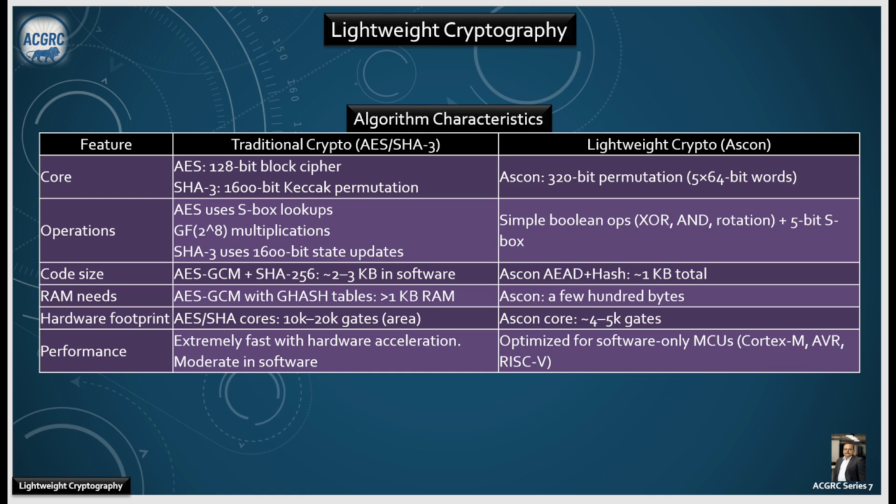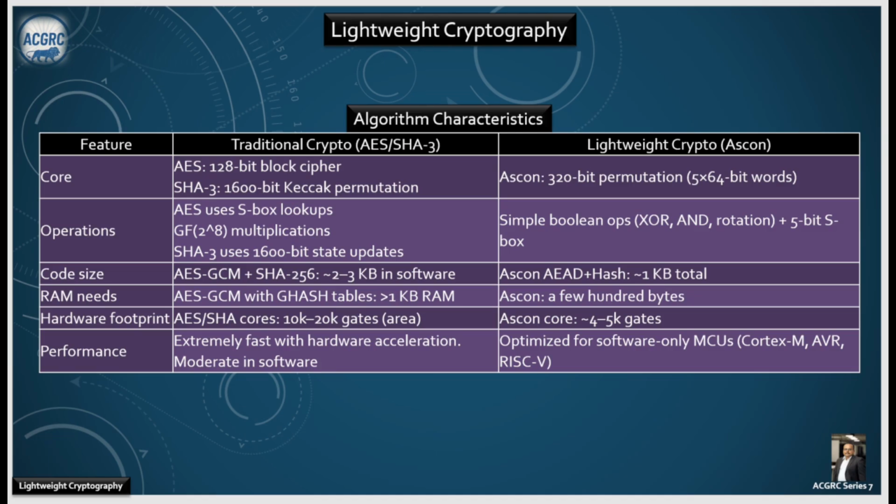The code size is between 2 to 3 KB, whereas in Ascon it's 1 KB total. The RAM need would be greater than 1 KB of RAM, whereas in Ascon it is a few hundred bytes. The hardware footprint is about 10 to 20,000 gates required, whereas the Ascon core requires between 4 to 5,000.